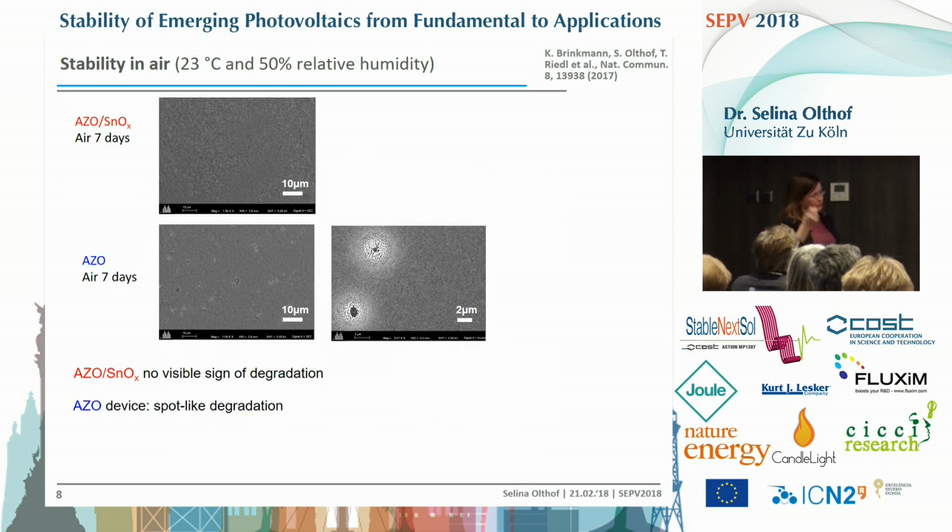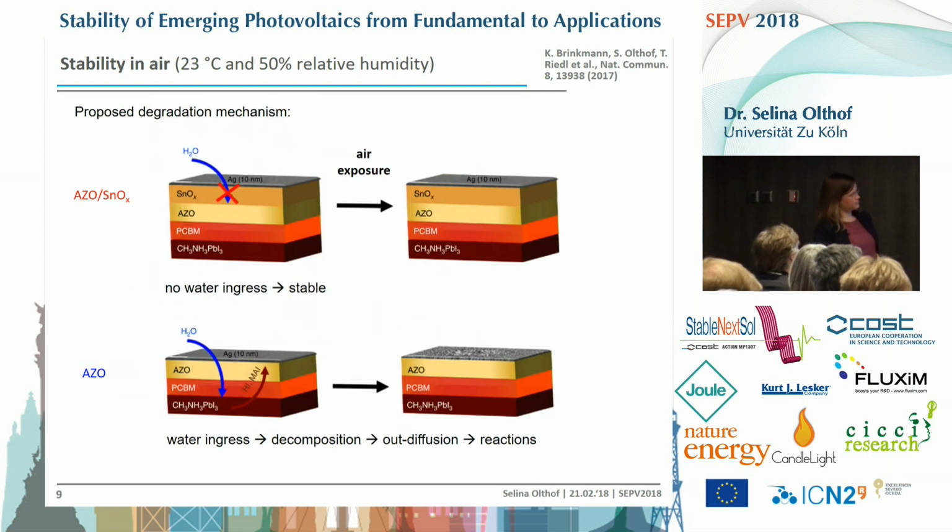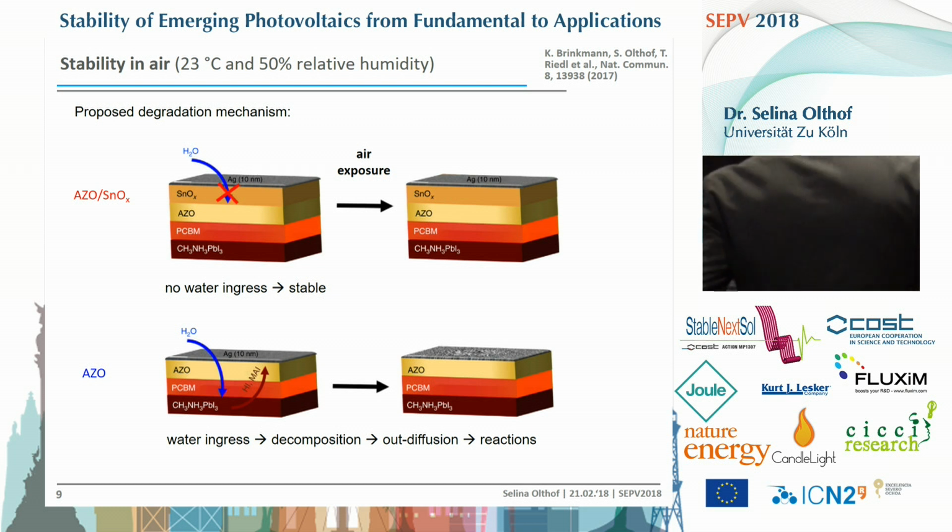iodine-containing species migrate to the surface and corrode the silver top contact. And this is what leads to the device failure. It can't be very much that's coming out here because we don't see that iodide appearing. So it must really be tiny amounts that can already lead to a destruction of our silver top contact.